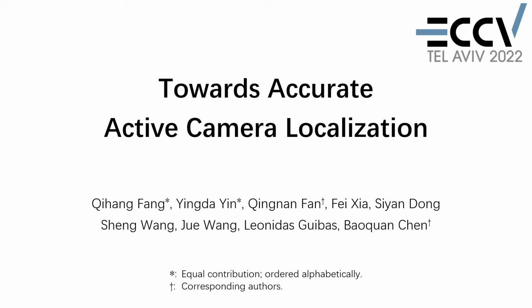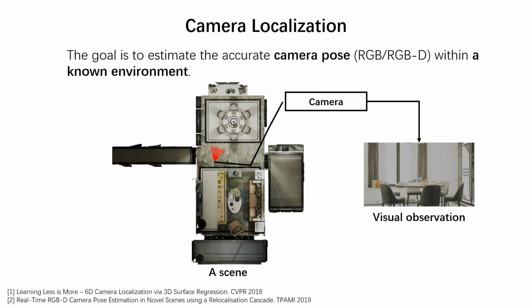In this work, we study the problem of active camera localization. The problem of camera localization is to estimate the accurate camera pose in a known environment. The past experiences in this field mainly focus on either direct camera pose estimation via feature matching, or camera pose optimization via scene coordinate regression. Both the above two methods localize the camera in a passive manner, which assumes no control of the camera movement.